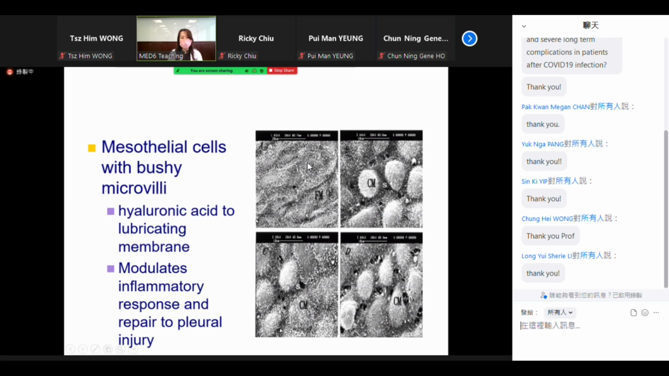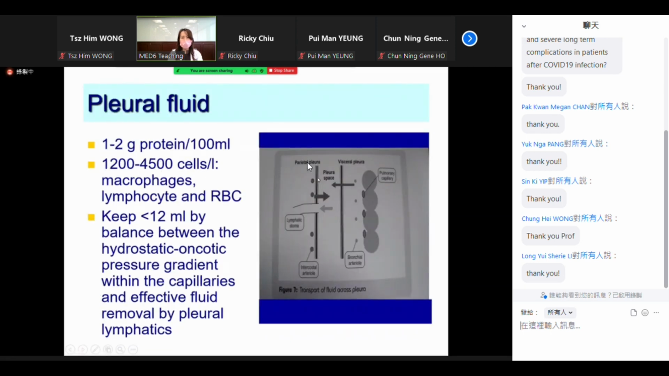So if there is a loss of balance between the in and out lymphatic drainage of the pleural fluid, then there is abnormal accumulation of fluid here. So this is just some basic anatomy. There's some protein in the pleural fluid, and there are some lymphocytes and red blood cells here as well.